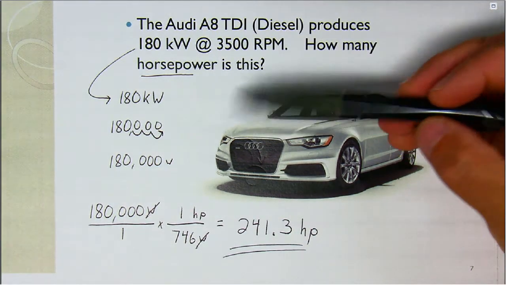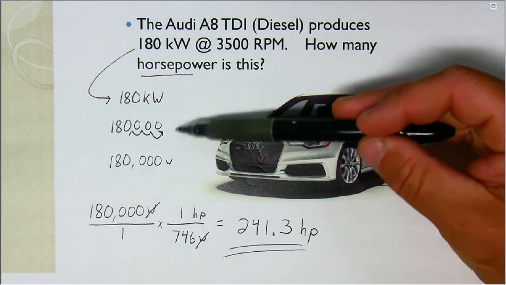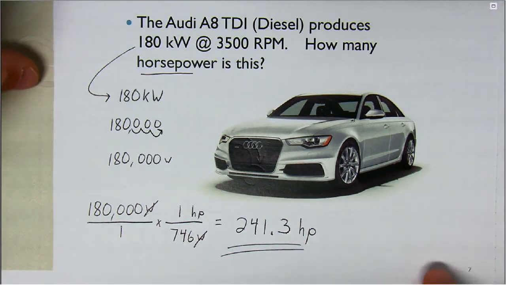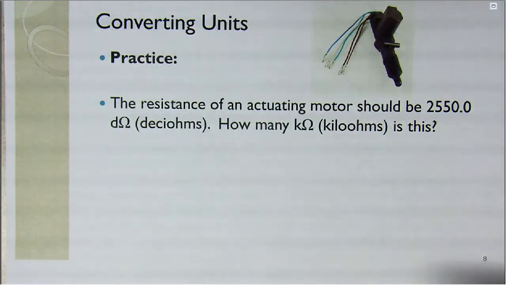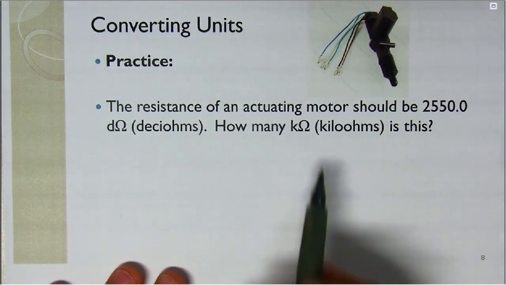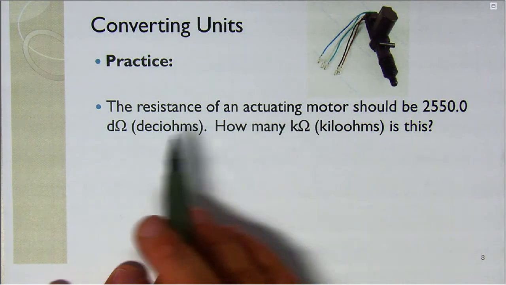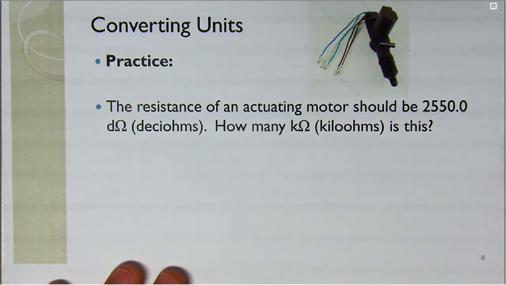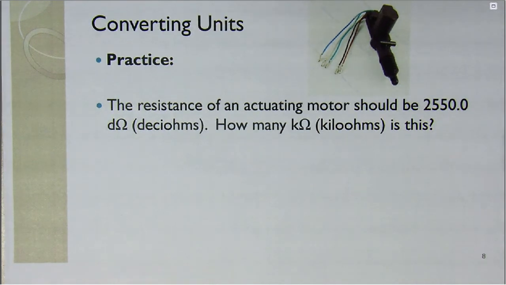So here's a case where we had to use the metric staircase to do part of our conversion, and then we had to do cancellation to do the second part of our conversion. So I'd like you to do one problem just like that one. If the resistance of a certain action-weighting motor should be 2,550 deciohms, then I want you to tell me how many kilohms that is. That one you can do according to a straight stairway. Take a minute, do that, and we'll bring this to a close.